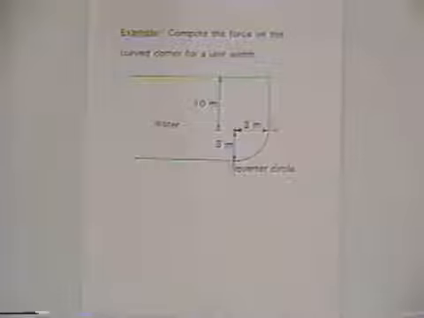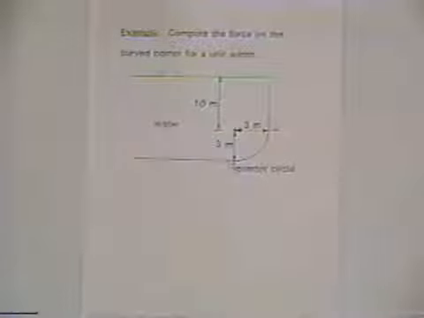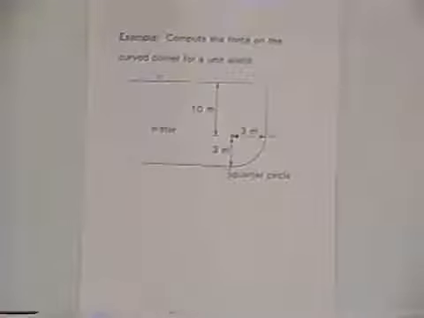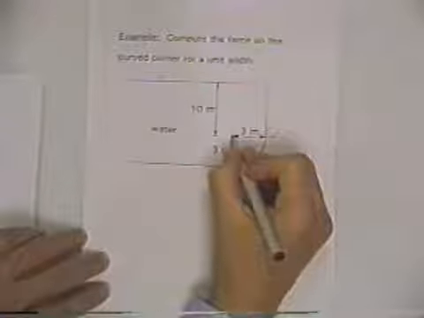We want to compute the force on the curved corner for unit width. So we've got a container, and again, it's full of water, and the water exerts a force in the corner down here, and we want to estimate the force. And so we can think in terms of horizontal and vertical components of the force. The horizontal component of the force is just going to be acting upon a vertical projection here. And so we're looking at the numbers.